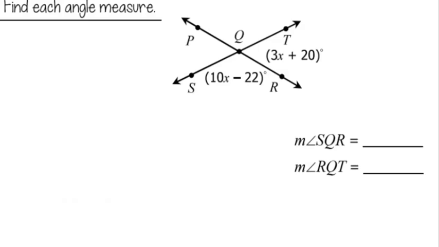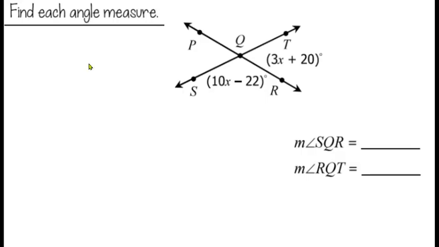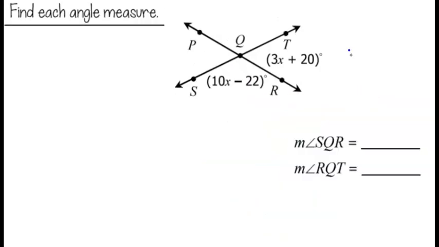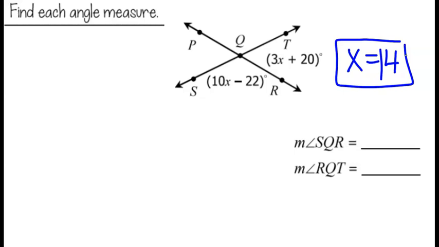Now sometimes you're asked to do more than find x. Sometimes you're actually asked to find each angle measure, meaning not how big is x, but how big is this entire angle, or how big is that entire angle. So this question is the same as the last one we did, right? In the last problem, we discovered that x was equal to 14. So if we know that x is equal to 14 by doing all of the work on the previous screen, then I can actually find the measure of angle SQR.